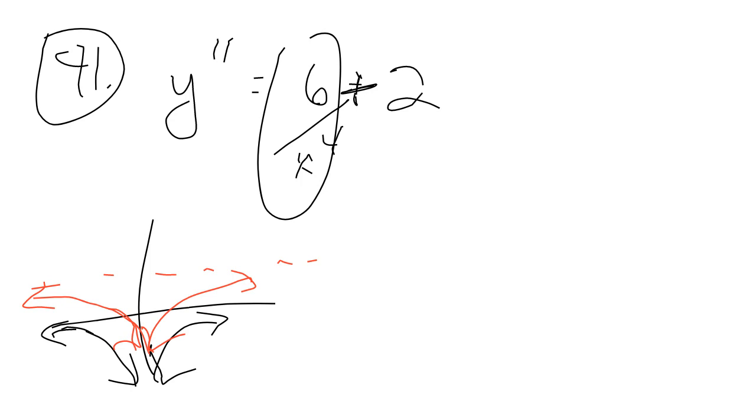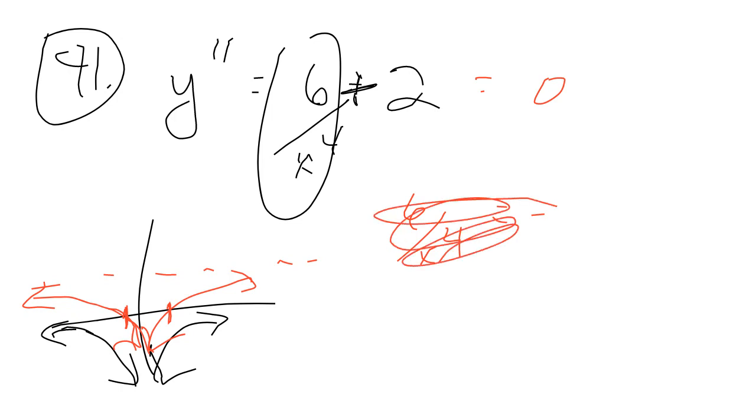It never crosses the y-axis, right? But if I want to know exactly where it crosses the x-axis, that's where your height is 0, right? So I could set that equal to 0. So I get 6 over x to the fourth equals minus 2. That doesn't make any sense. What? Do I have minus 6 over x to the fourth? Plus.